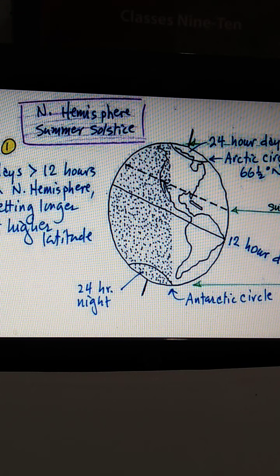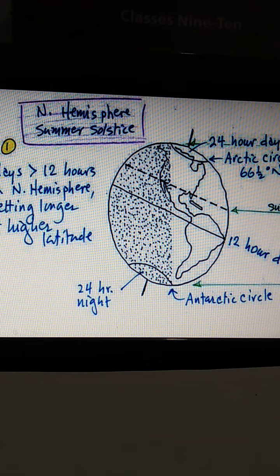During this time, as the North Pole comes nearer to the sun, the North Pole gets more heat from the sun and the air in the North Pole becomes hot. As a result, summer season prevails in the Northern Hemisphere and winter season prevails in the Southern Hemisphere.